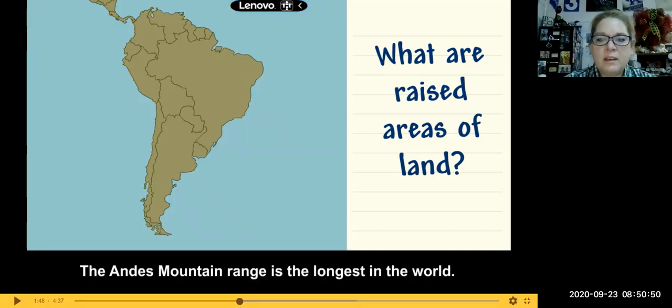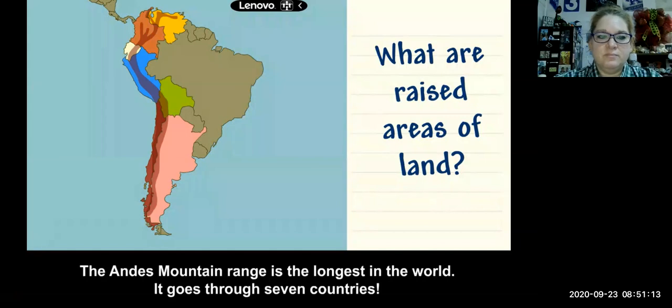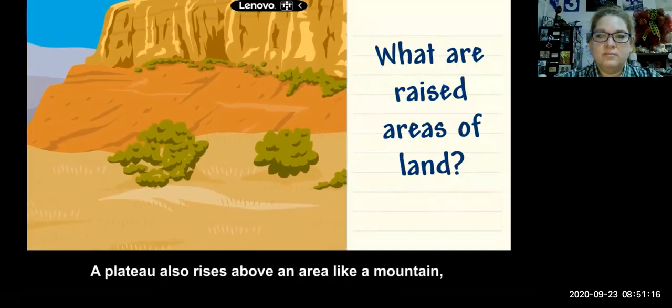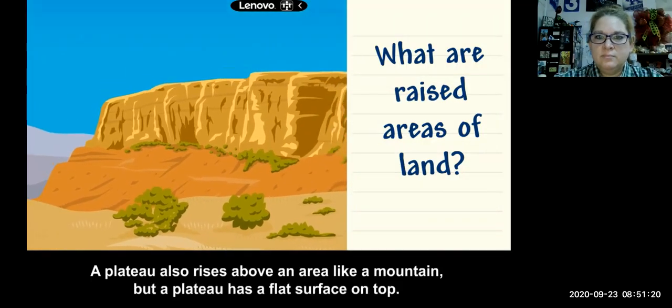So can you think of any mountain ranges that we live nearby? We live near the Great Smoky Mountains. That is a mountain range. It's part of the Appalachian Mountain Range. Andes Mountain Range is the longest in the world. It goes through 7 countries. A plateau also rises above an area like a mountain, but a plateau has a flat surface on top.